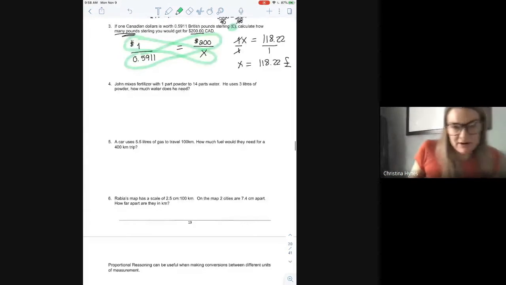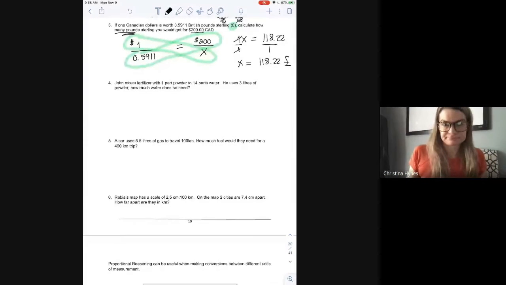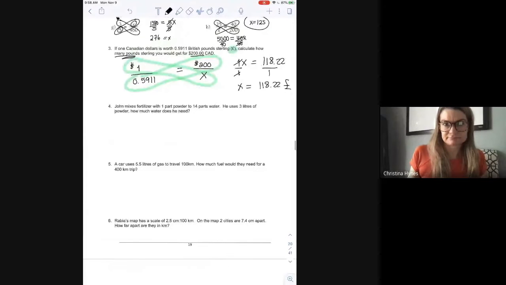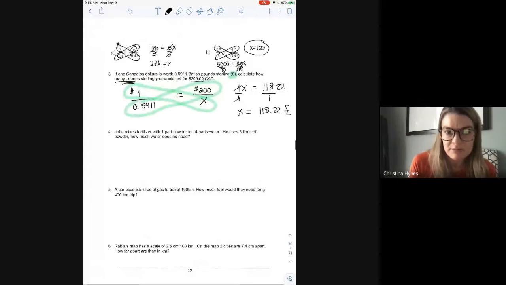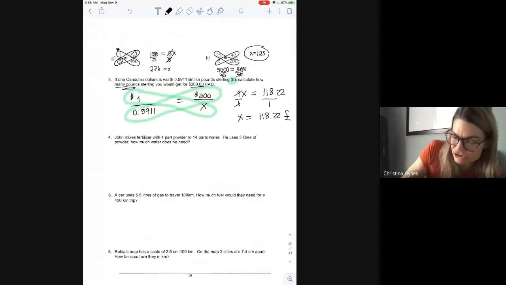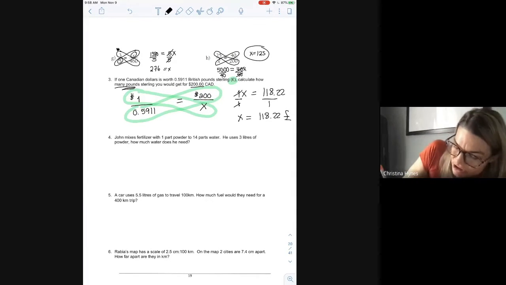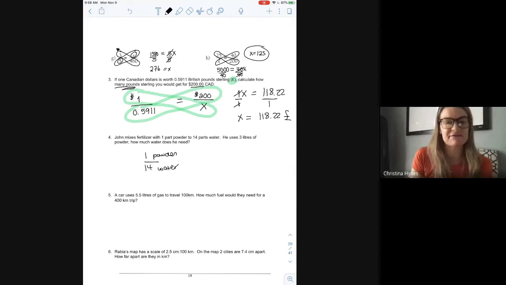Okay, so read the question. It says John mixes fertilizer with 1 part powder to 14 parts water. So there I set up my fraction: 1 part powder to 14 parts water. That's all I do, I use that first sentence to create my fraction.